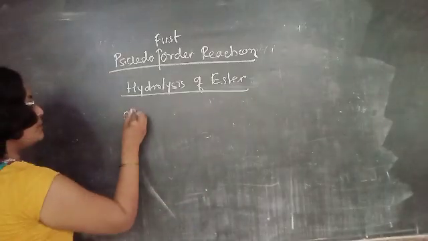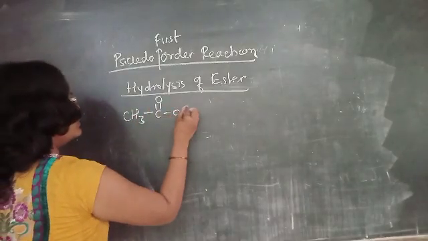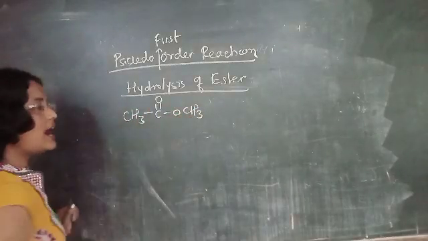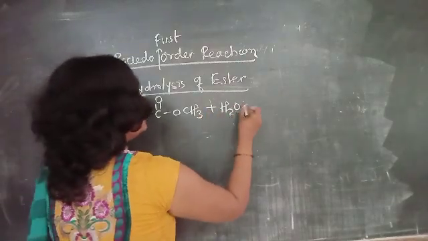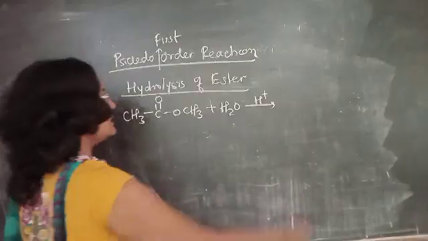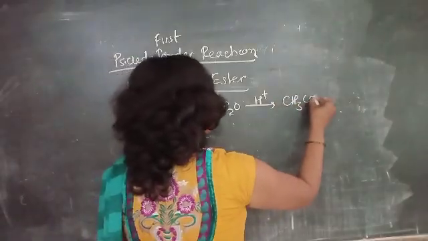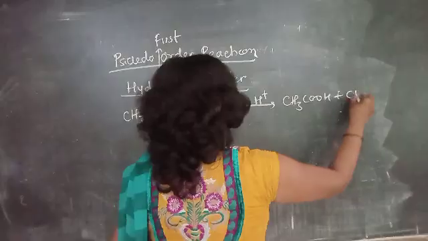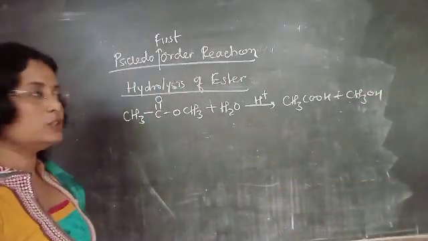Ester is what? Suppose CH3COOCH3. So this is our ester, RCOOR'. We are going to do acidic hydrolysis of it: H2O in presence of acid. Suppose what you will get? You will get the products CH3COOH plus CH3OH. So this is our reaction, that is the hydrolysis of ester.